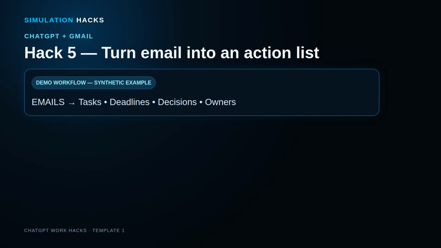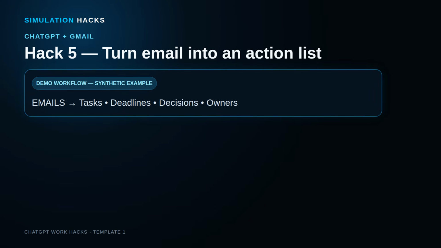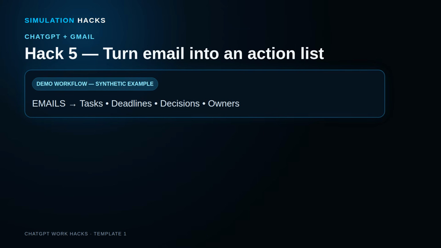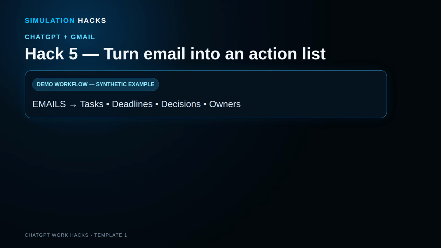Another simple one. Turn email into tasks. Ask ChatGPT to review the relevant messages and extract deadlines, decisions, people you need to contact, documents you need to send, and anything you promised to do. Now you have a clean action list instead of 10 separate conversations. For managers and small business owners, this can be especially useful because email is often where work quietly hides.